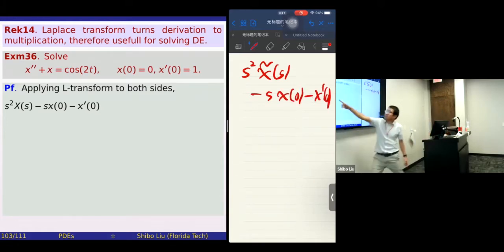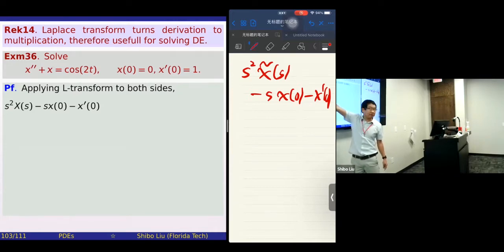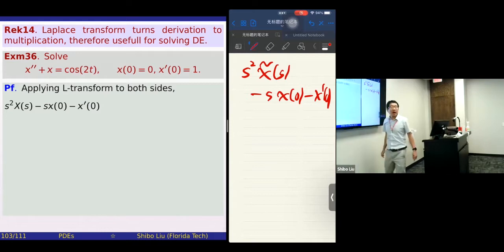No, this is not a misprint. This is the original function. The value of the original function, and its derivative, at 0. Okay, this is not a misprint. We only have the first term, capital X, that is the Laplace transform of our function, small x. So this is the Laplace transform of the left-hand side of the equation.